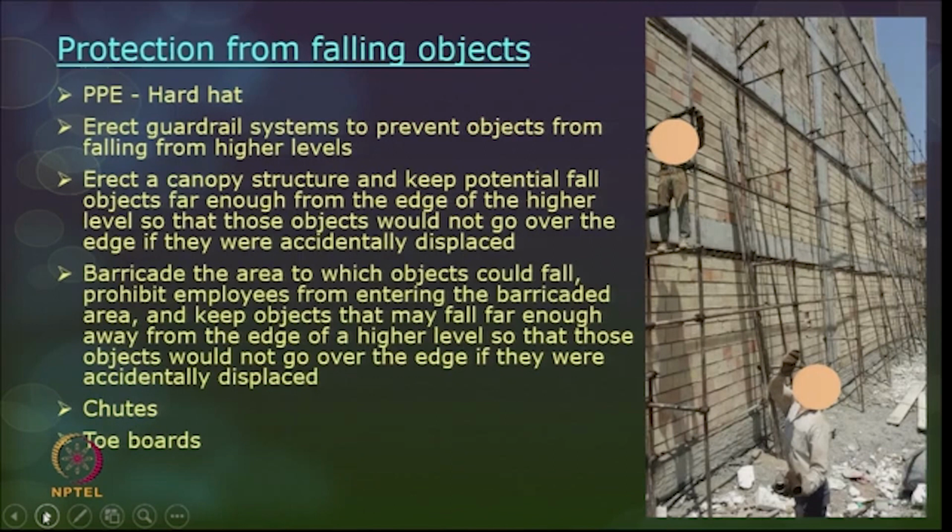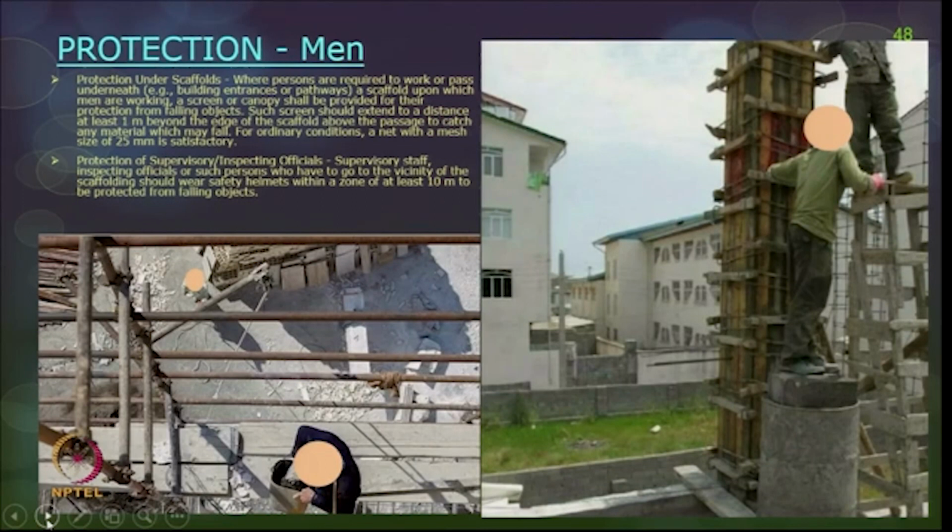Barricade the area and try to divert public access to a different side, which is also a good suggestion to protect people and workers from falling objects. Try to maintain chutes, and these chutes should also have a proper safety net so that the material is caught in the particular place, as shown in the pictures. Toe boards can also be a little higher so that objects do not fall down. These are some of the protection measures for preventing objects from falling down.